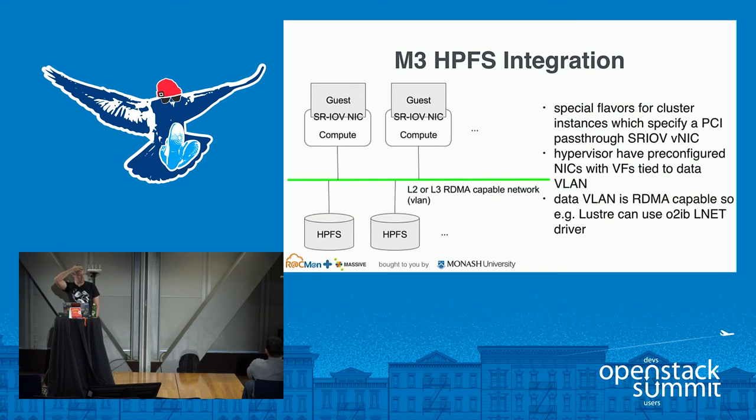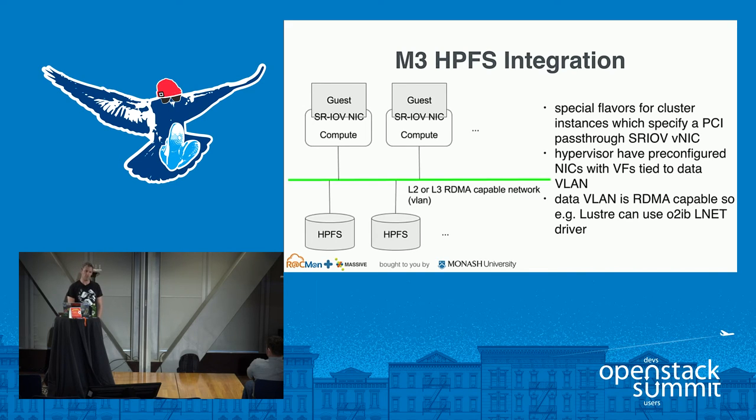Okay, so now for high-performance file system integration, we've approached this a couple of different ways, and for M3 we've chosen just the direct SR-IOV path. The M3 nodes have a number of different provider networks available to them. They've got an internal management network. They've got a public network. They can attach ports for any of those things, of course. But all the flavors also just have an SR-IOV VF assigned to them as well.